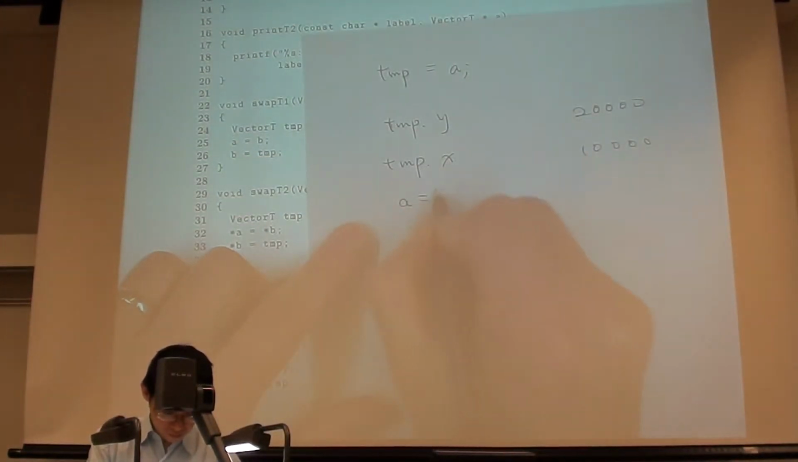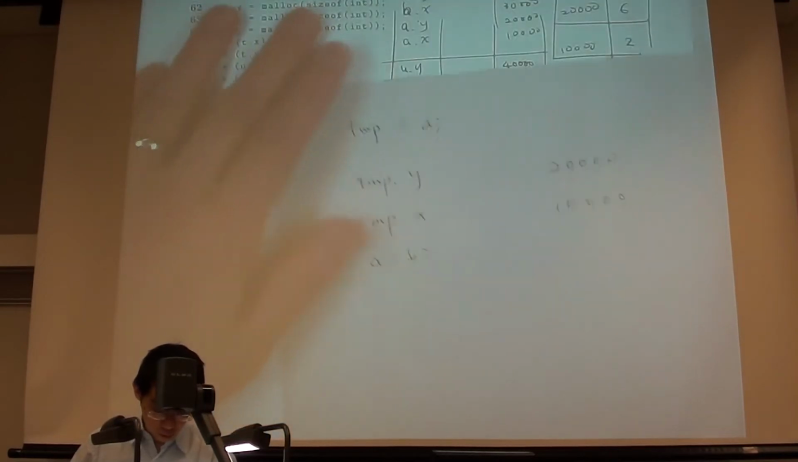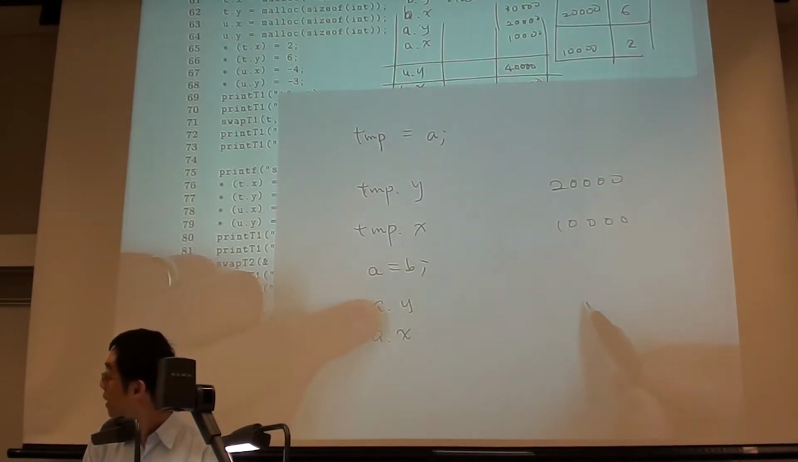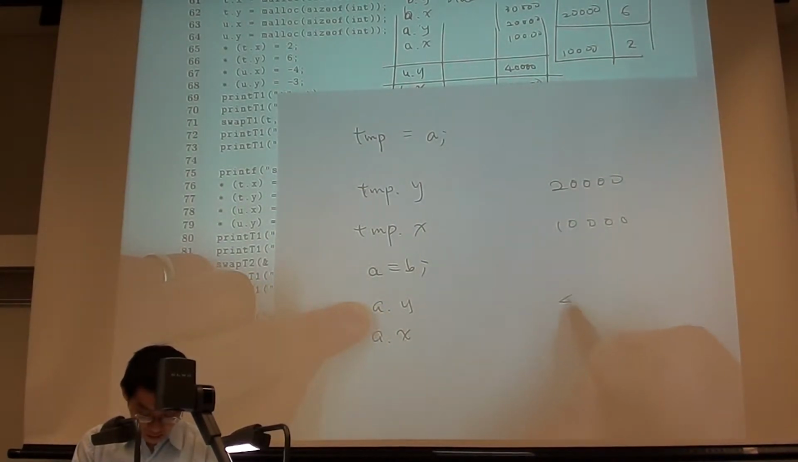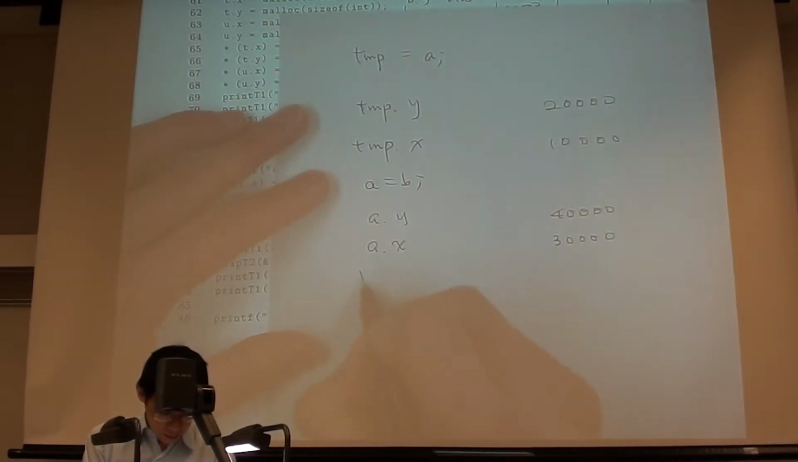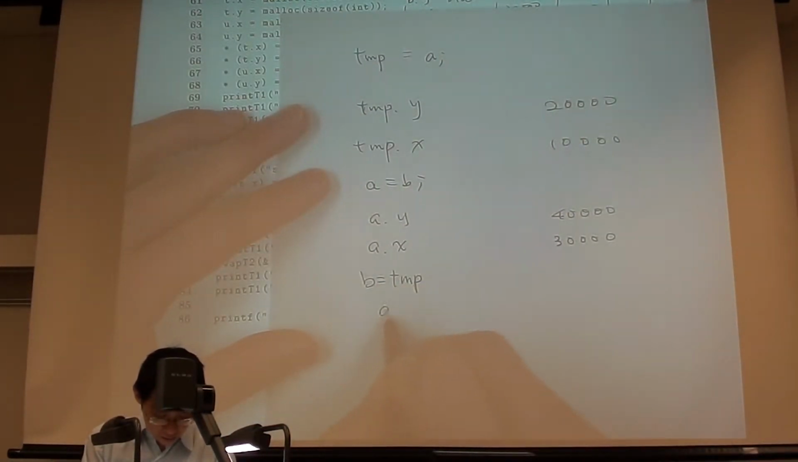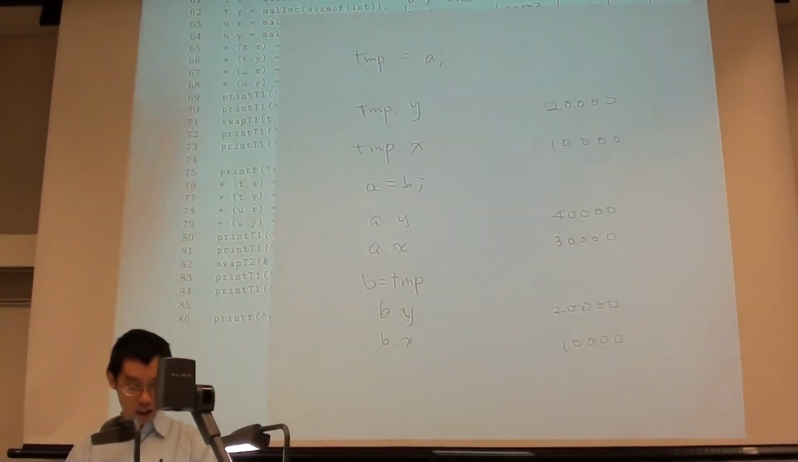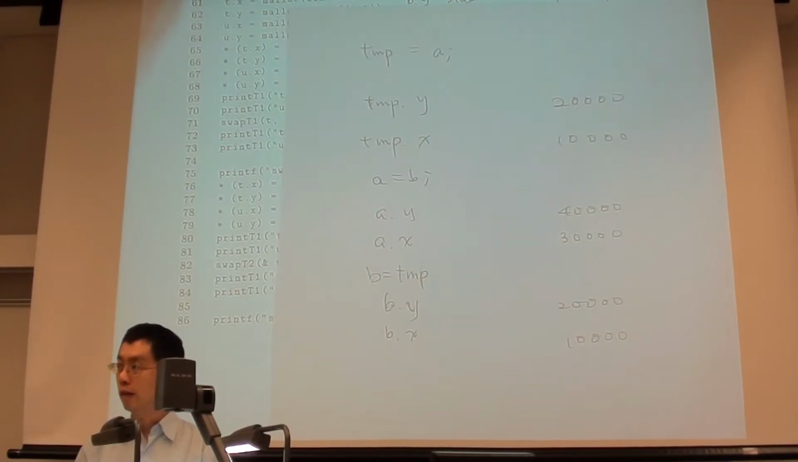Then they say A equal to B. That means you copy B's attributes to A's attributes. So A's y will become B's y. B's y is 40,000, so it becomes 40,000. This will be 30,000. And then the next line says B equal to temp. So B's x, B's y: this will be 20,000, this will be 10,000. So that's what you're doing inside the swap function.